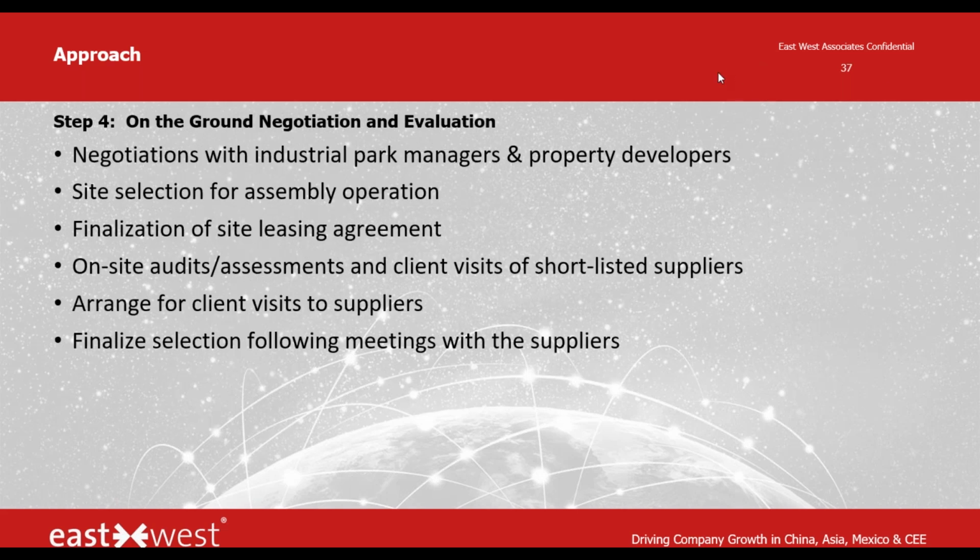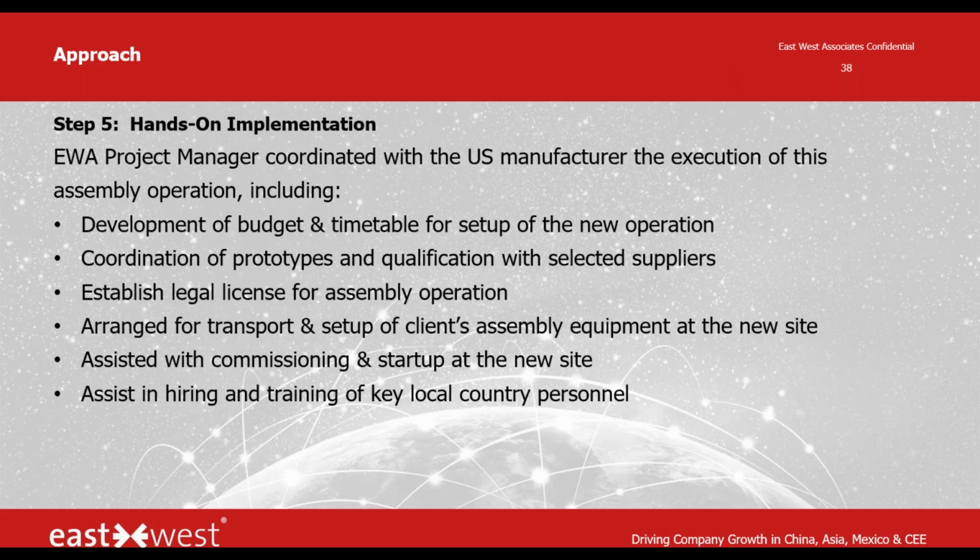So now we have the green light. We had to begin to decide which specific industrial park, which specific property, and which specific developers, and begin to negotiate that. Then get down to the exact piece of dirt, get down to leasing that exact piece of dirt, do the assessments and the audits of the potential shortlisted suppliers, bring the client down there to see the suppliers, and then finalize the meetings and begin to bring in their product development people.